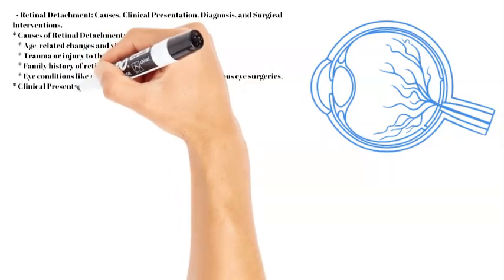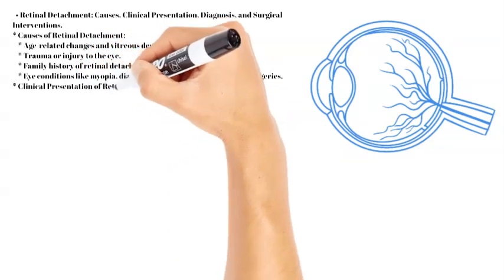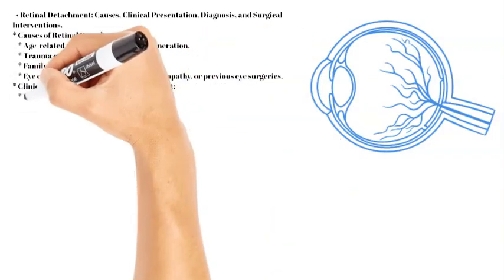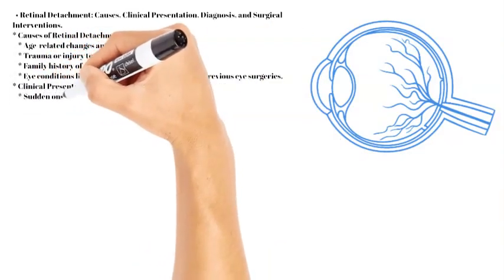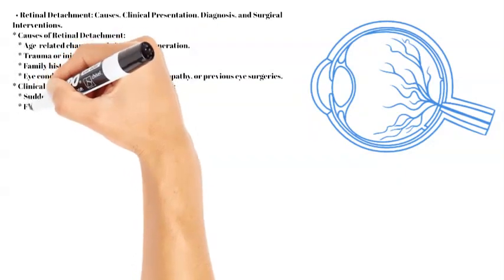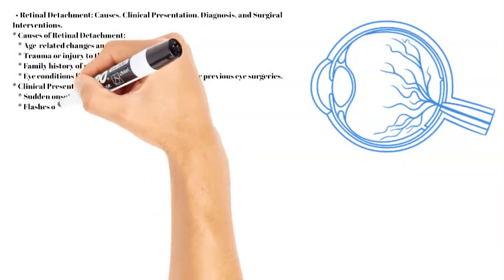The perception of a curtain or shadow effect in the visual field, indicating a partial or complete detachment. Decreased or distorted central or peripheral vision. It's important to note that retinal detachment is usually not painful.